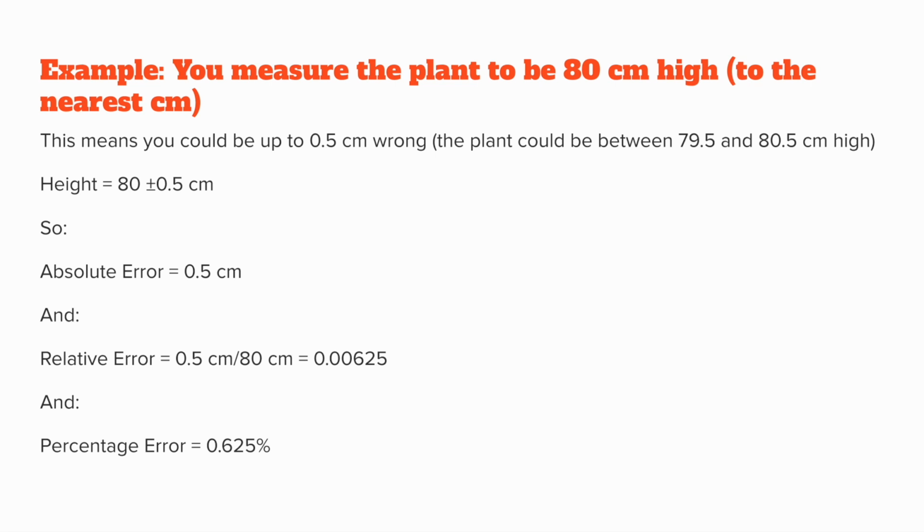So the absolute error should be 0.5 centimeter and relative error is 0.5 centimeter divided by 80 centimeter, which is 0.0065 centimeter. And the percentage error should be 0.625%.